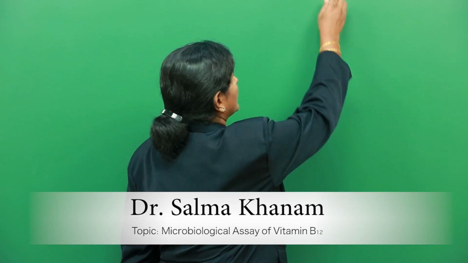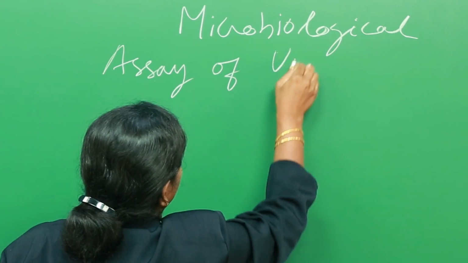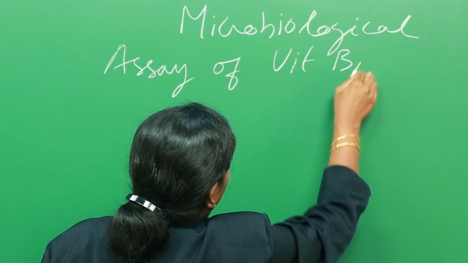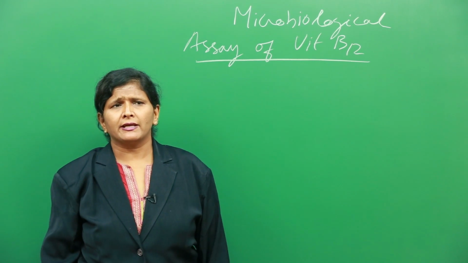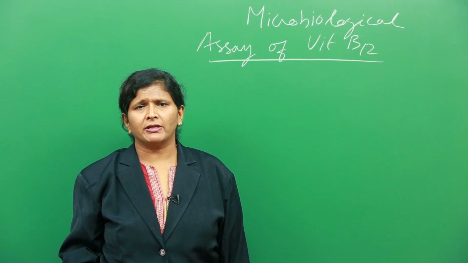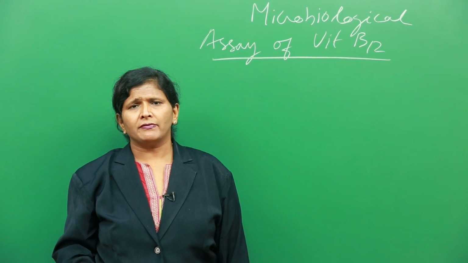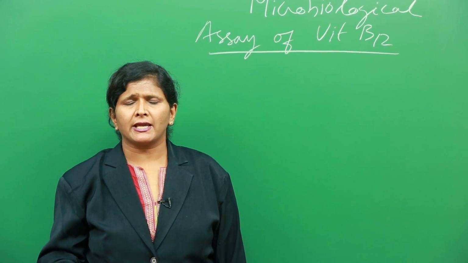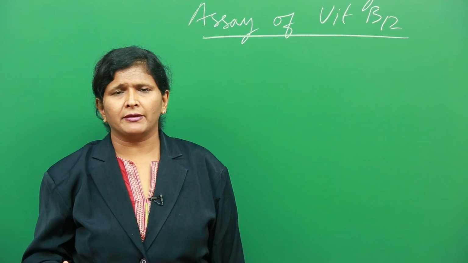So, microbiological assay of vitamin B12. Vitamin B12 is also called cyanocobalamin. We can find out the concentration of vitamin B12 by using a microorganism. In antibiotic assay, we have seen that the antibiotics can inhibit the microorganism, and we try and measure the inhibition.